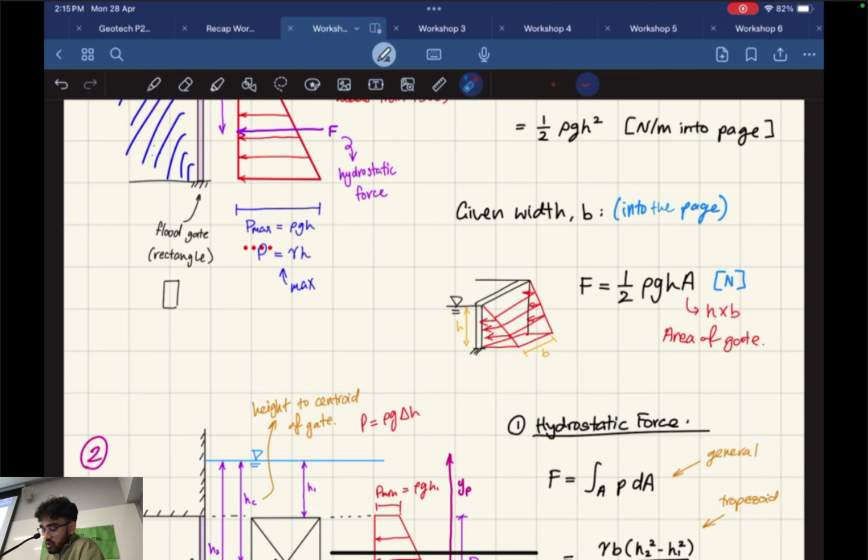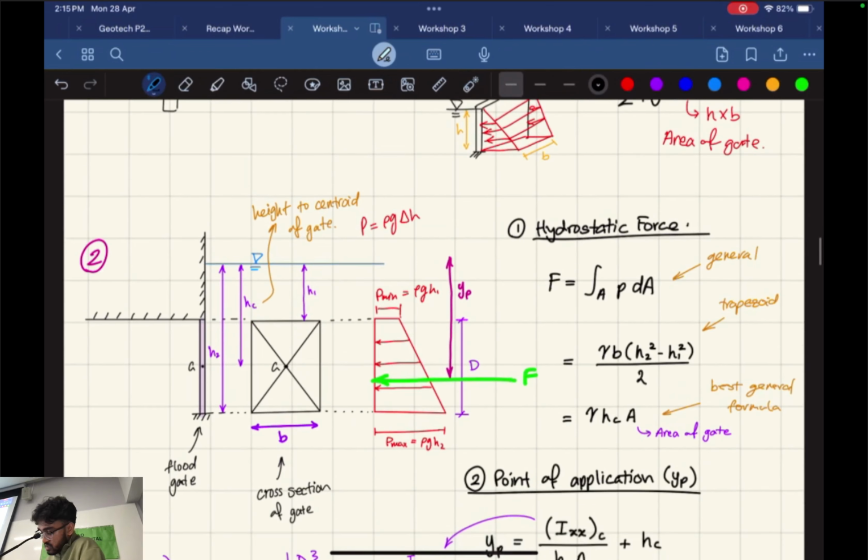Right? Another formula you can use is these two. So this one you can use if you have a trapezium pressure distribution, something like this. And this one you can use in any case, whether it's vertical or inclined. Right? The only difference between inclined and vertical is that your HC will change. Where your HC is the height to the center of the gate, right? Or the plane. So you might be wondering why this trapezium pressure distribution actually occurs, right?